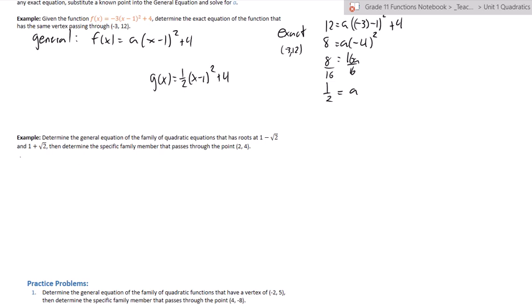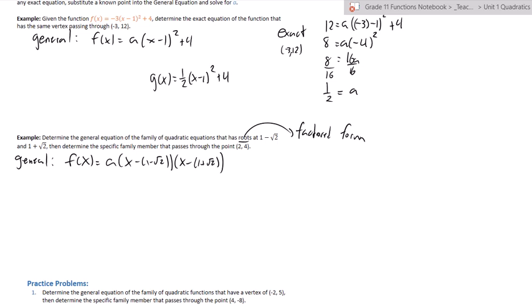So our general equation, which we need first, we do have its roots. That means we're using factor form. So our general equation is going to be, we'll use f of x again. So f of x equals a, and we have x minus, we have our first root with 1 minus root 2. We need that in brackets because it's more than one value. So 1 minus root 2. And then we have x minus the 1 plus root 2. And then we have our exact equation.